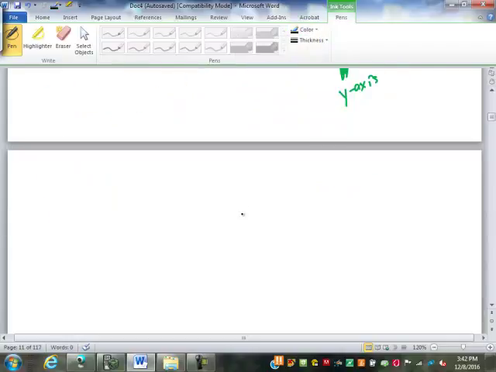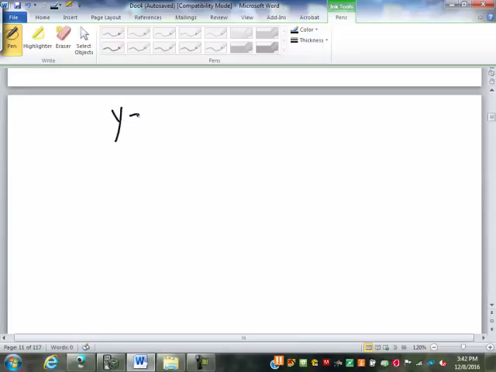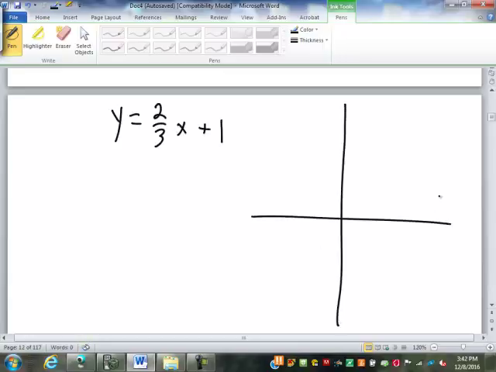So if I want to graph an equation like this, where am I going to start here? What number's added or subtracted? The 1 is added to it. That means we start from the center, we go up 1, and we're going to start there. So that's our first point on our line, right there, 1 up.